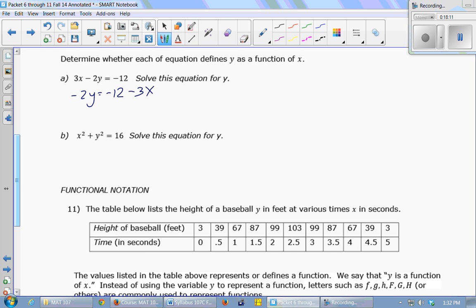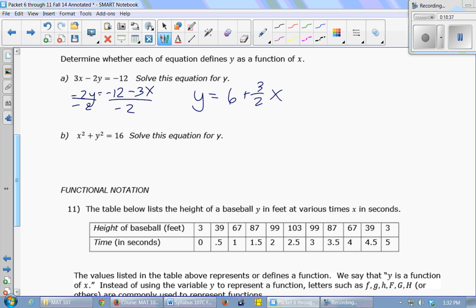Then I'm going to divide both sides by negative 2. So I end up with y equals 6 plus 3 halves x, because you can divide that negative 2 into both pieces of the fraction. Negative 12 over negative 2 is 6, and negative 3 over negative 2 is positive 3 over 2.